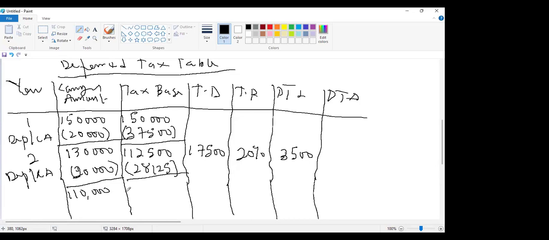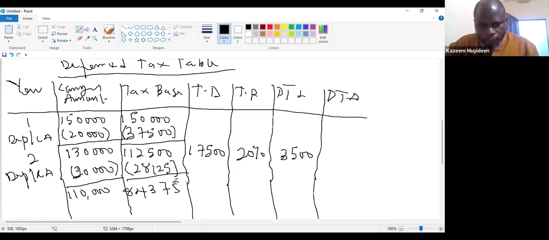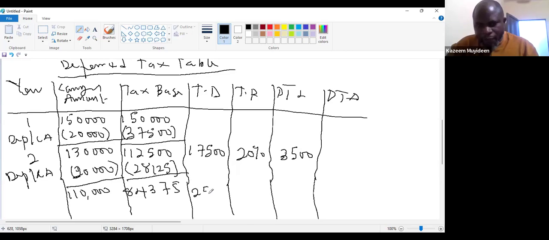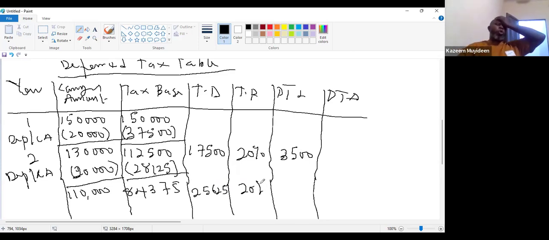84,375. Then, as he creates a temporary difference? Yes. 110 minus 84,375. What does he give us? 25,625. Then the tax rate of 20%. So for year 2, what is the deferred tax liability?